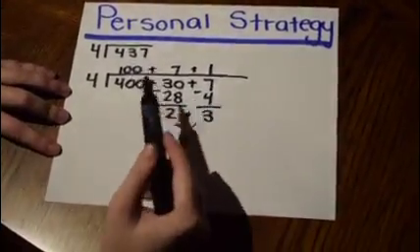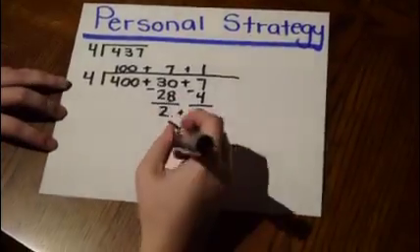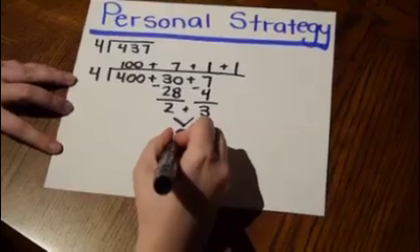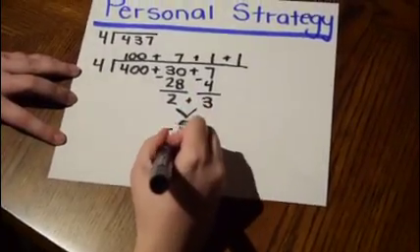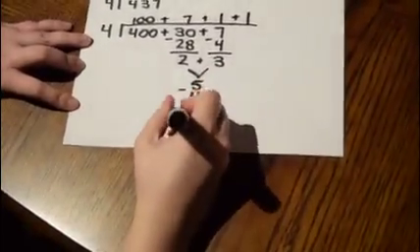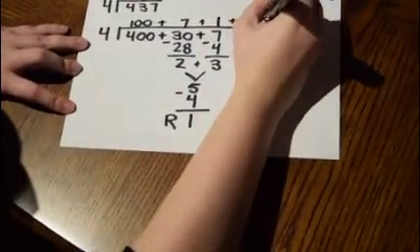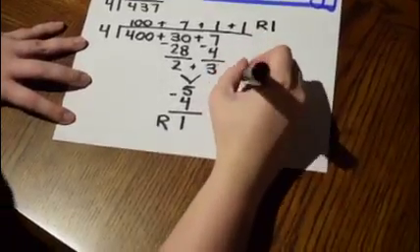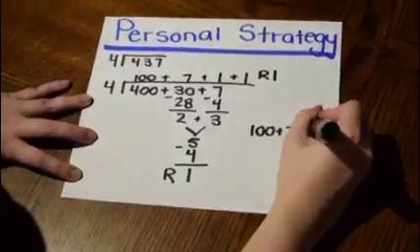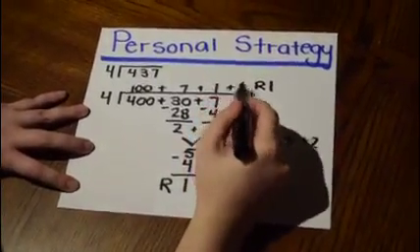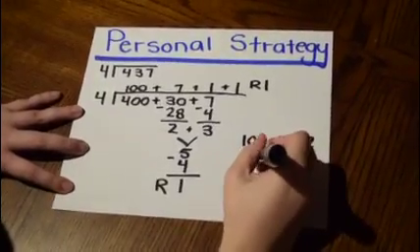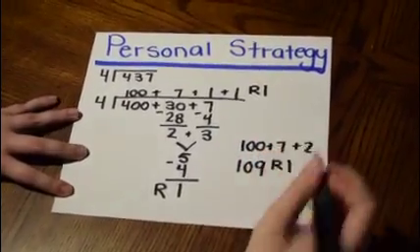Then, I see how many times that 4 can go into 5. I know that it can go 1 time. Then, I subtract 4 from 5, which is 1. And that is where our remainder is coming from. So then, I add 100 plus 7 plus 2. We get the 2 from 1 plus 1. And then we will get 109 with a remainder of 1.